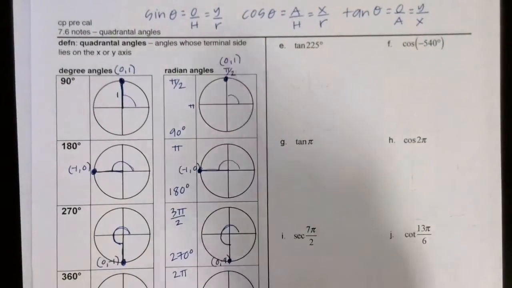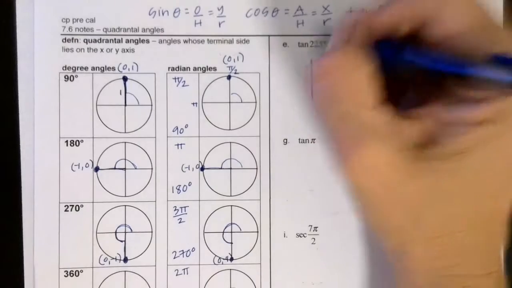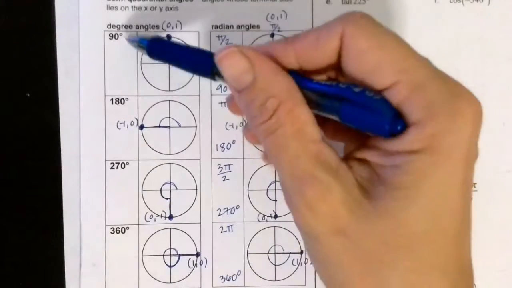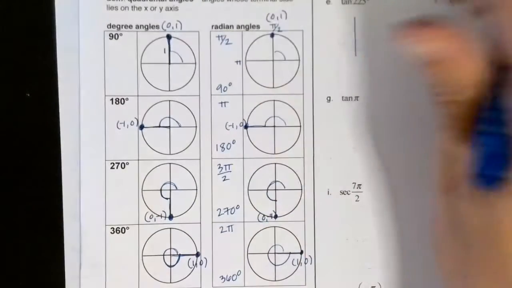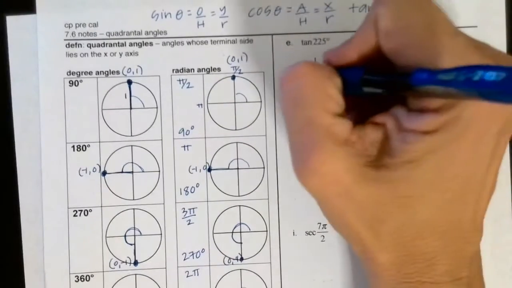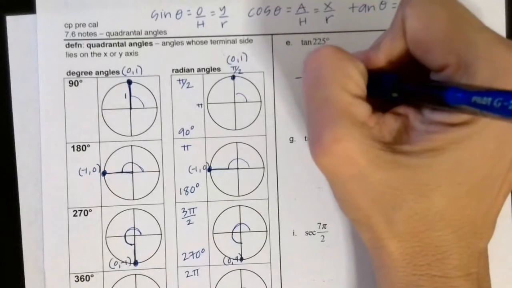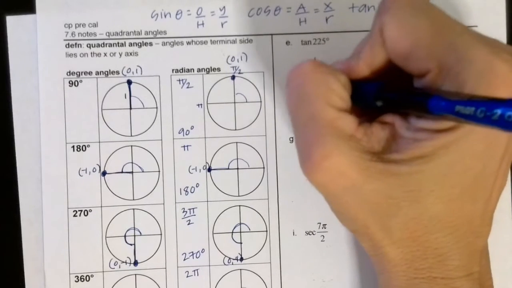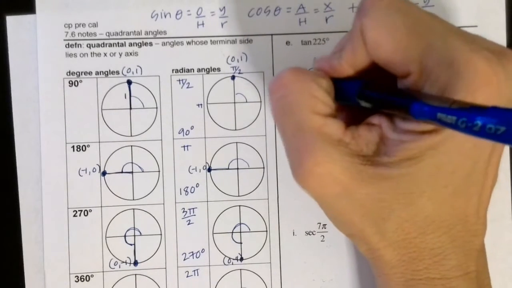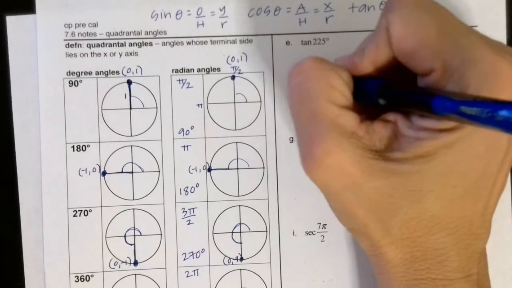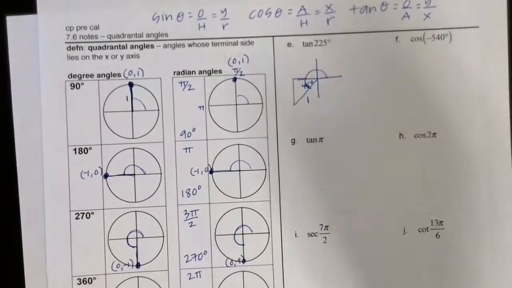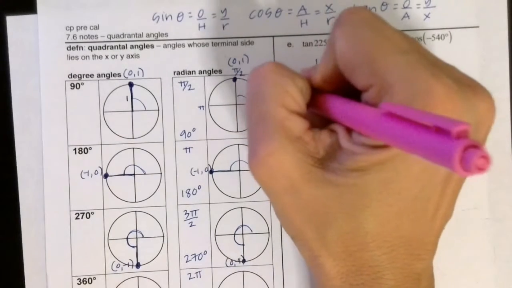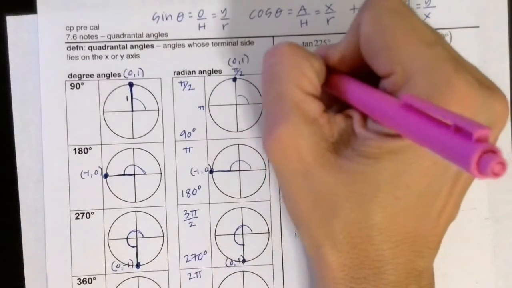Alright, moving on up. Tangent of 225. Okay, if you're looking over here, do you see any 225s as a quadrantal? Do you see anything that ends with a 5? No, so it's probably not going to be a quadrantal. 225 is here. It bisects this quadrant, and I've drawn it beautifully, so that lets me know that I'm dealing with a -√2 over 2 and a -√2 over 2.